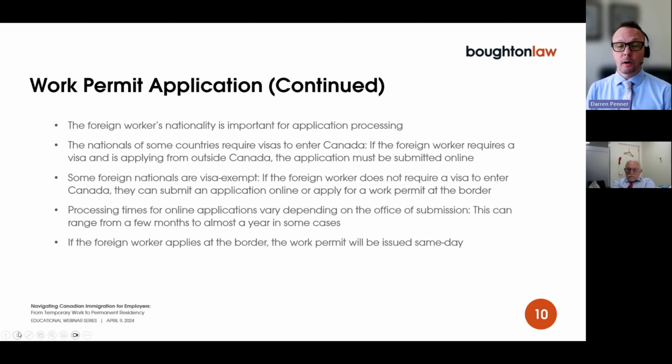Some foreign nationals are visa exempt. So if the foreign worker is from many places in Europe or Japan or Australia or New Zealand or some other countries that are visa exempt, then they actually have a choice. They can apply online, but they can also come to Canada and apply for a work permit at the border as they enter. So you cut out a huge amount of time there.